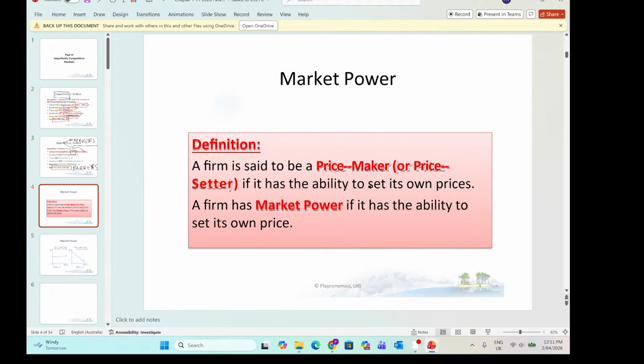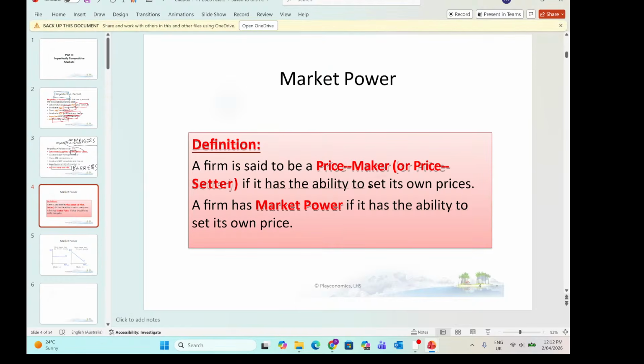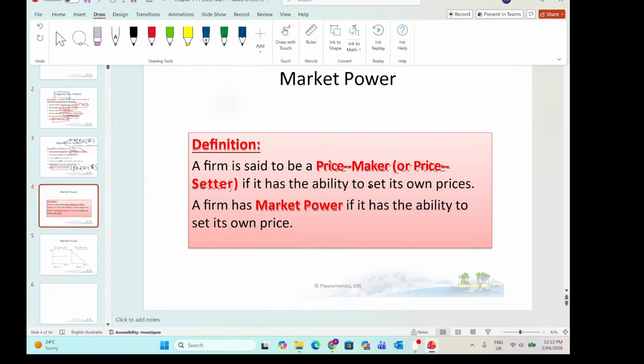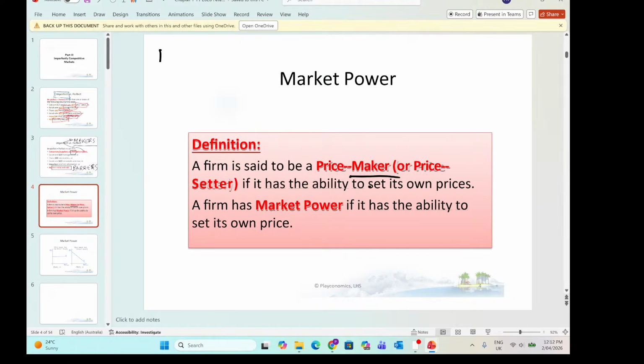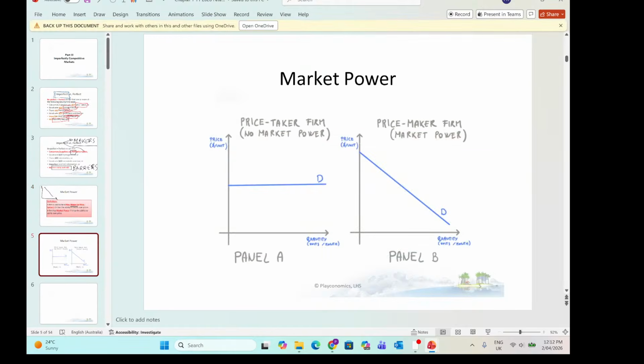So in this situation, firms are price setters. Let me show you what a price setter, or price maker, means. I'm going to draw a little diagram in the left-hand side. Price, quantity. And then in this situation, the firm has a downward sloping demand curve.